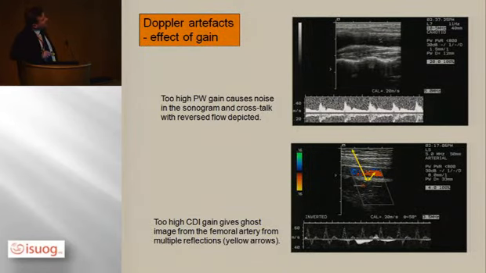And too high gain causes noise, causes crosstalk, and you can sometimes get bits of waveforms that wouldn't have been apparent had the gain turned down. So there's artifact in virtually every Doppler image. The key is to try and reduce it and focus on what you're trying to look at. And you can get ghosting of the femoral arteries. Can you see from multiple reflections if you turn up the gain? So getting reflections, you're getting artifact, and you just don't want that in your image.